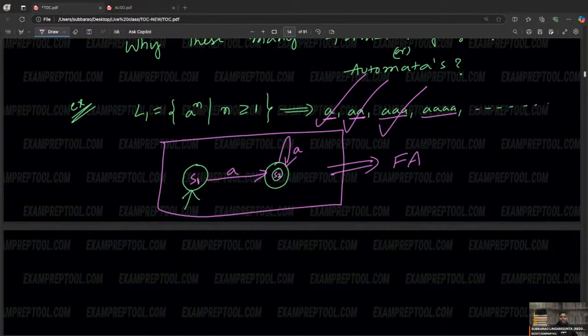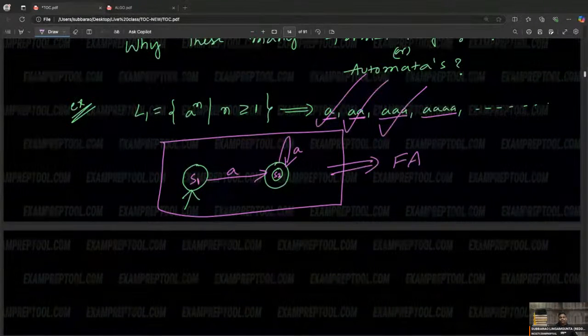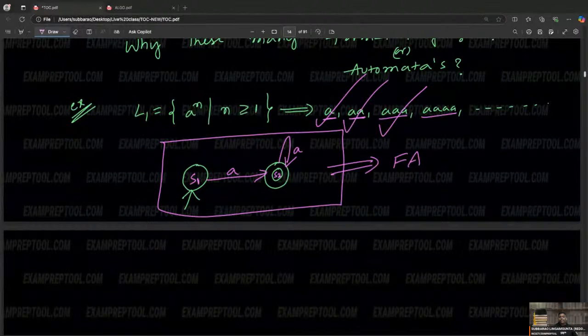Please let me know if anyone has any doubts before going further. If you clarify your doubts now, the further story becomes so easy. L1 is equal to A power n, where n is greater than or equal to 1. Single A, double A, triple A, 4 A's, and so on.